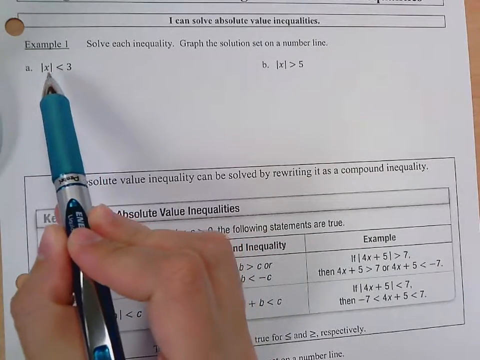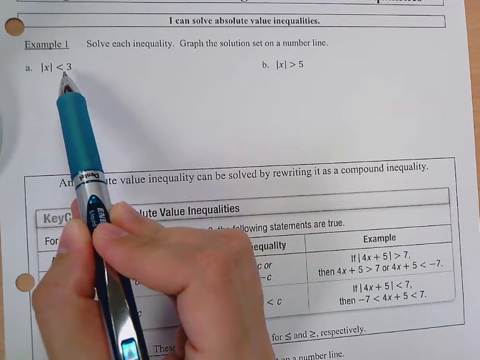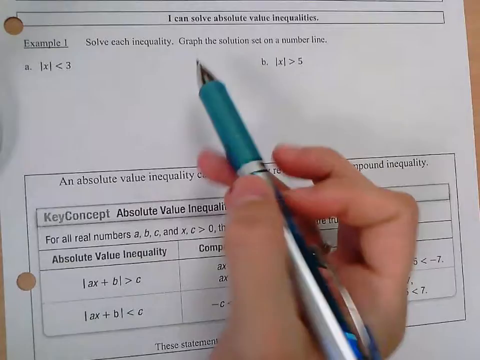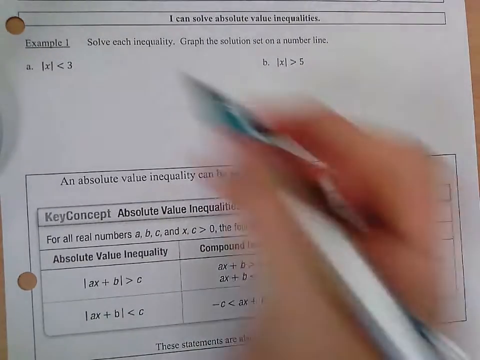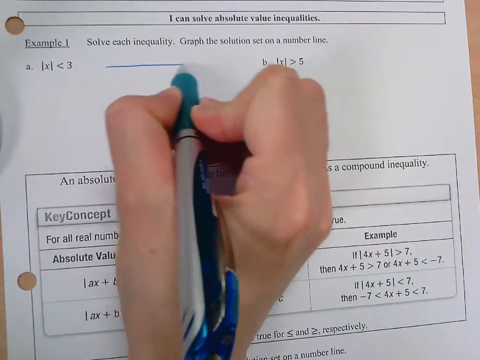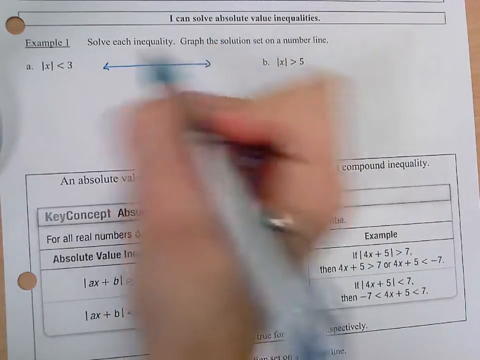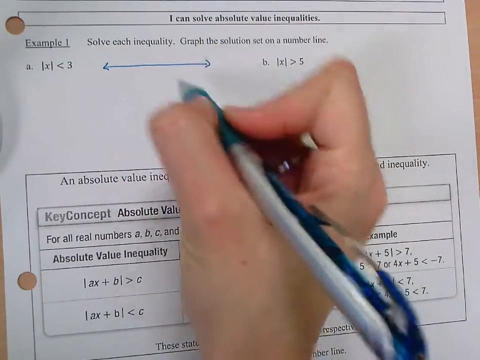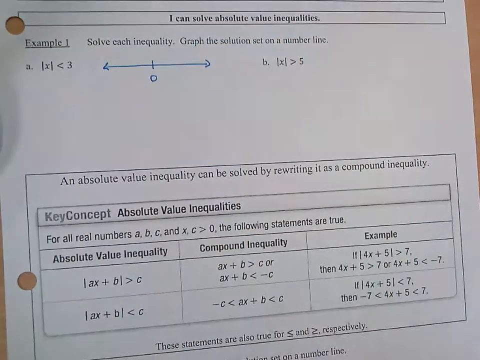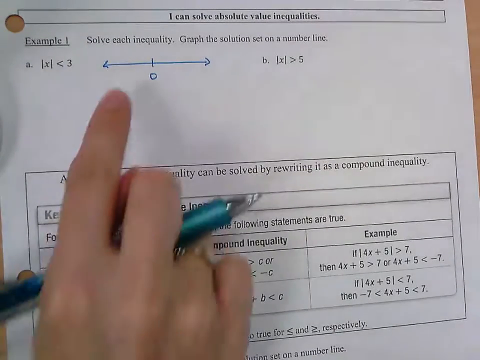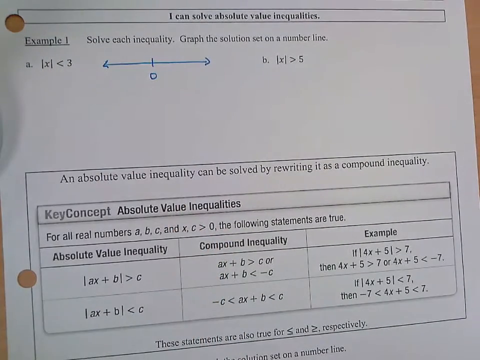So if we look at A, we have the absolute value of x is less than 3. So I'm actually going to make the number line first. I'm going to shade on a number line what values x could possibly be. So I'll put 0 in the middle here. So what is a value that x could be in order for the absolute value of x to be less than 3? So what's a value that x could be that would be a solution to that?